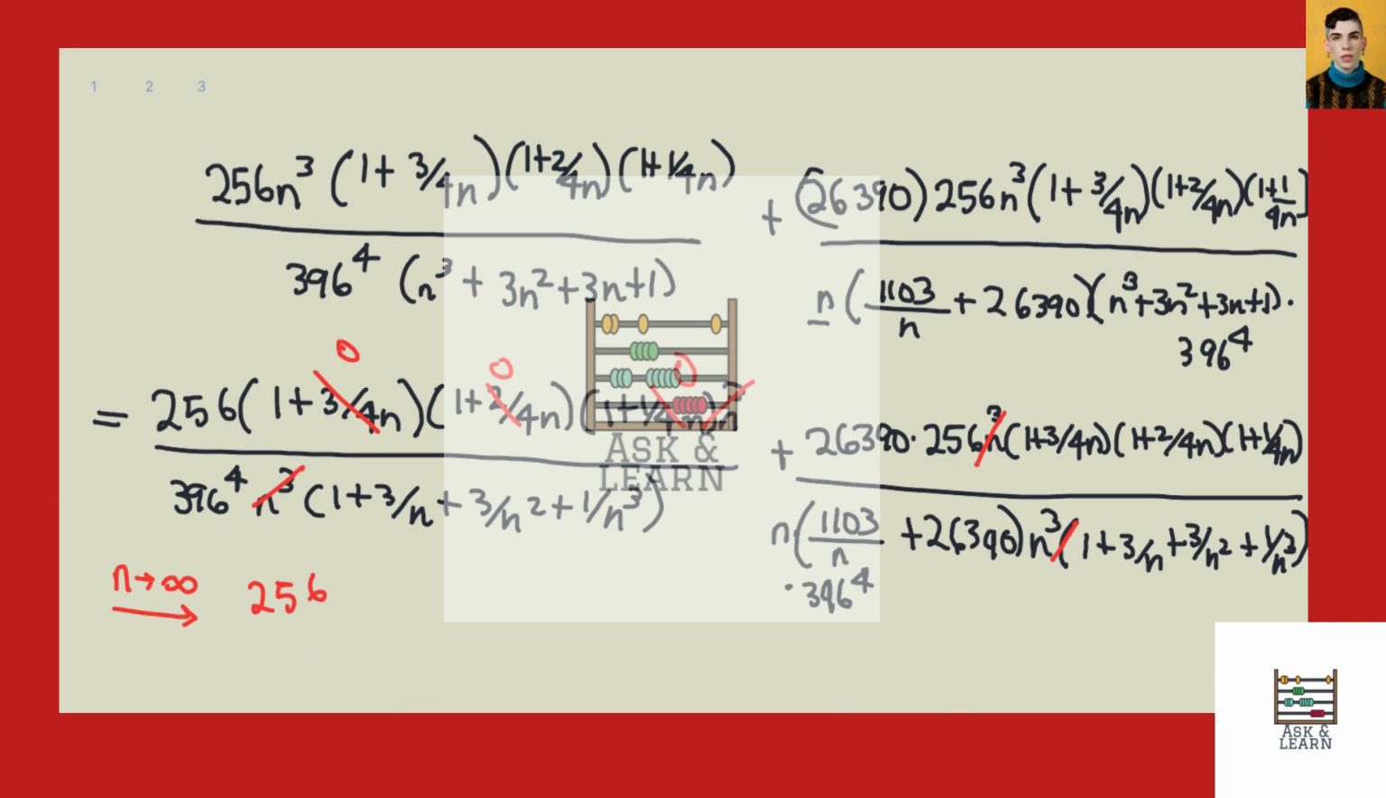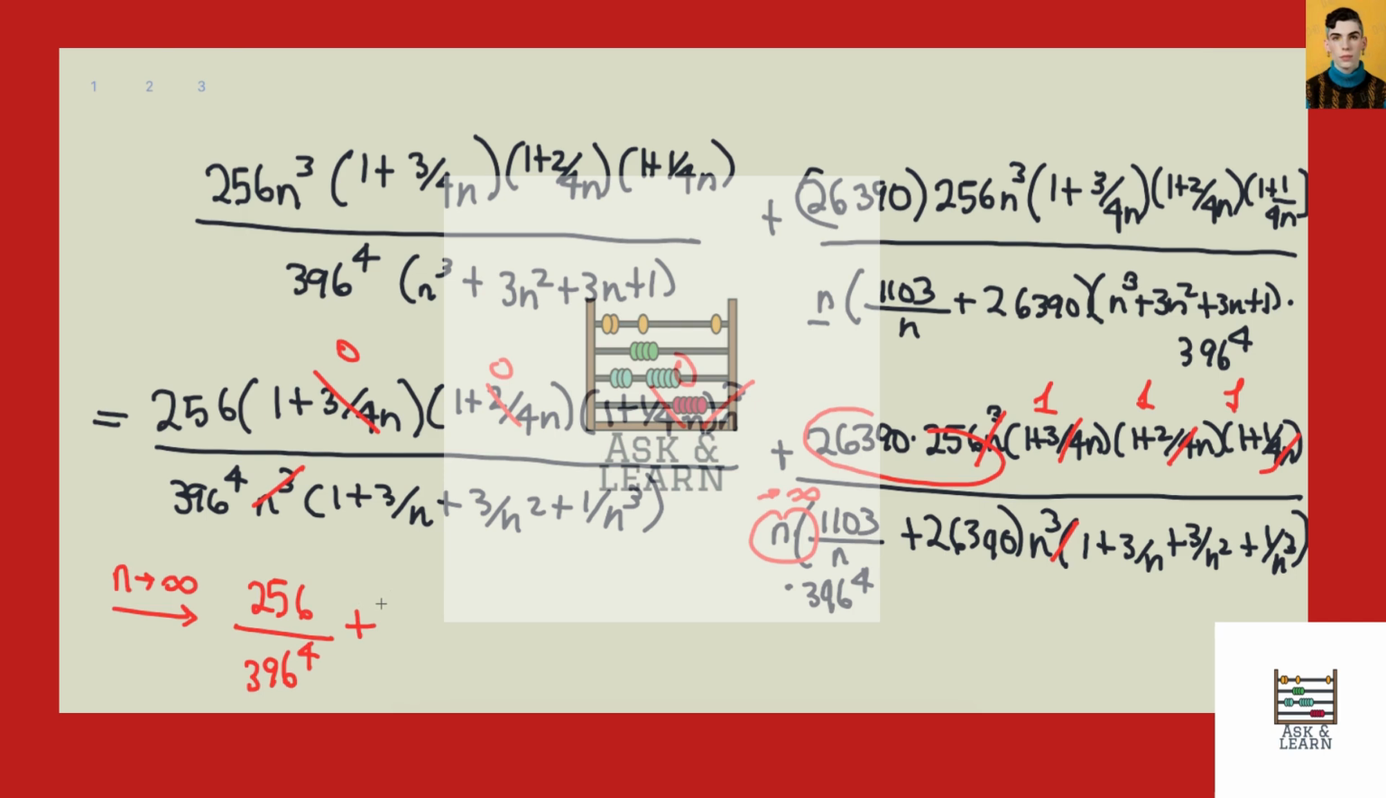Let me rewrite this out. 256 over 396 to the 4th. That's the first fraction, and plus. Now we go to the second fraction. So the n's canceled. These will all go to 0, so the parentheses all go to 1. And then you have this on top, but then the denominator goes to infinity because of this n here.